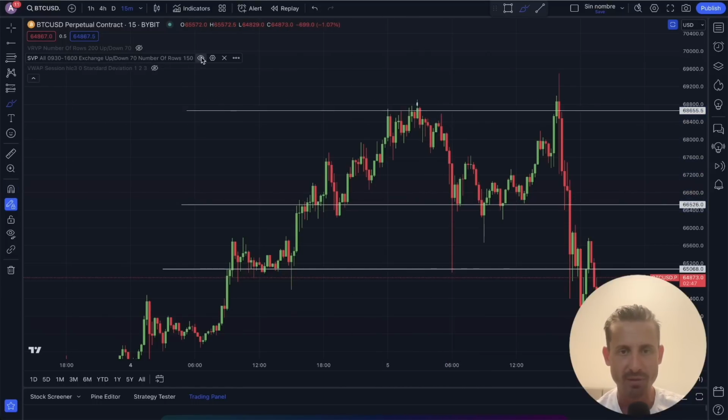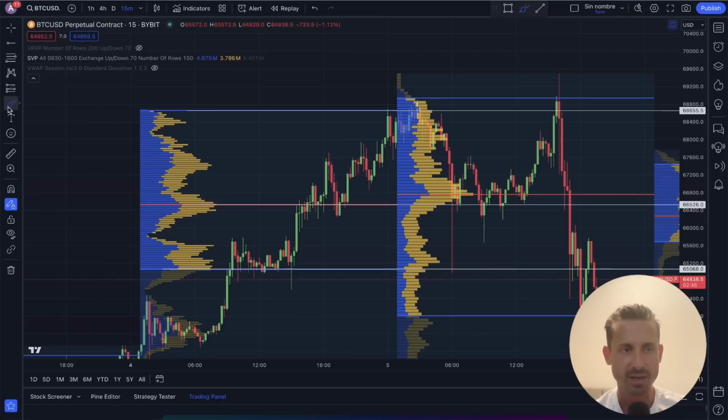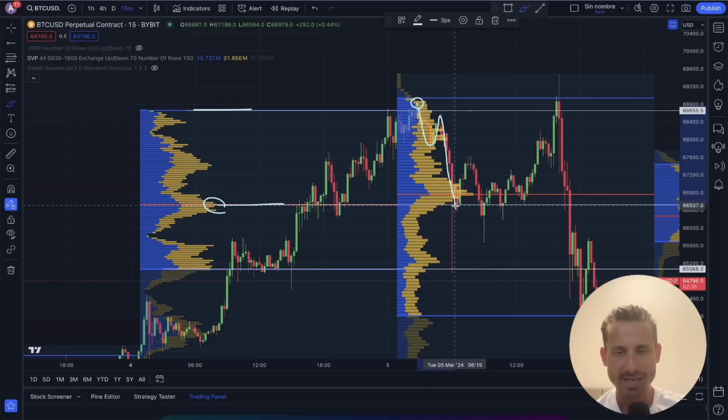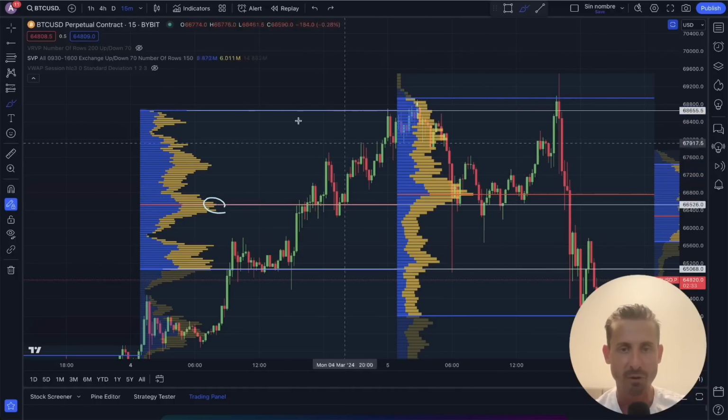Let me just share with you the session volume profile. As you can see, you got the highest volume node down here, point of control, value area high. Price did not manage to get above it, came beneath it, came up here, and then came down to that point of control for your take profit zone.